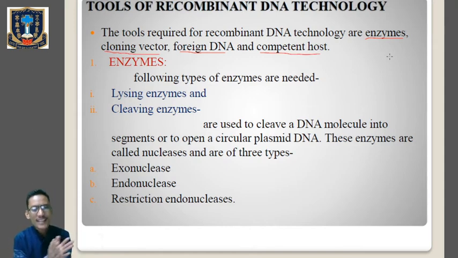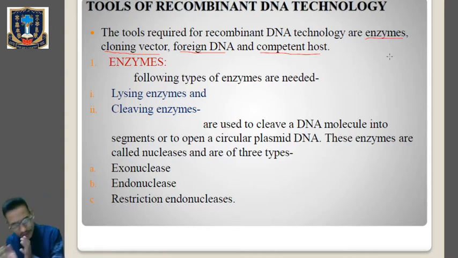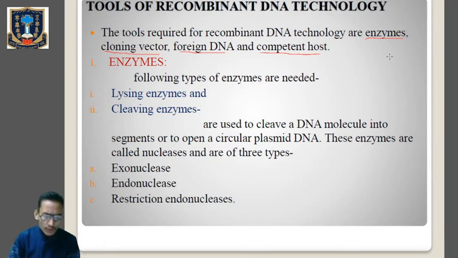Now what do you mean by lysing enzymes? Lysing enzymes are mainly used to open the cell or to dissolve the cell wall of plant cells. Now the plant cell wall is made up of what? Cellulose, we can say that. Then we are using the enzyme lysozymes, which are used to dissolve the bacterial cell wall.